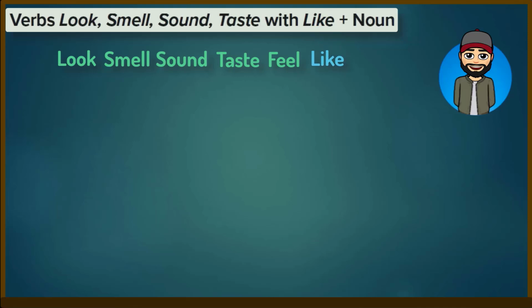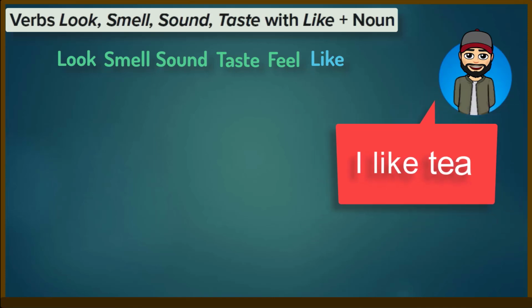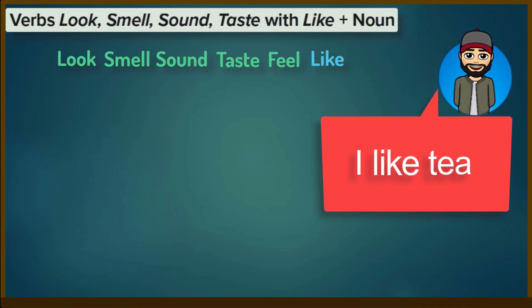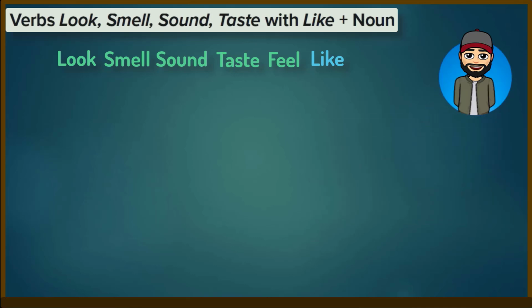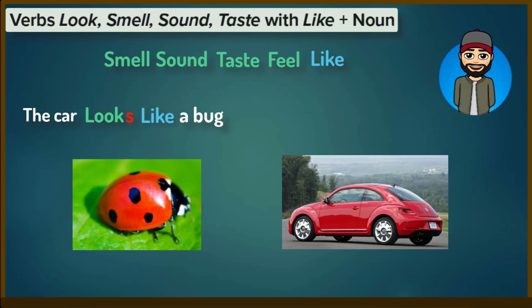We use like to prefer something. نستخدم like نفضل بعض الأشياء. For example, مثال, I like tea. أنا أحب الشاي. And also we use like to compare something to something else. وكذلك نستخدم like لمقارنة شيء بشيء آخر. For example, مثال, the car looks like a bug. I'm comparing the car to a bug. أنا الآن هنا أقارن السيارة بالحشرة. It looks like a bug.